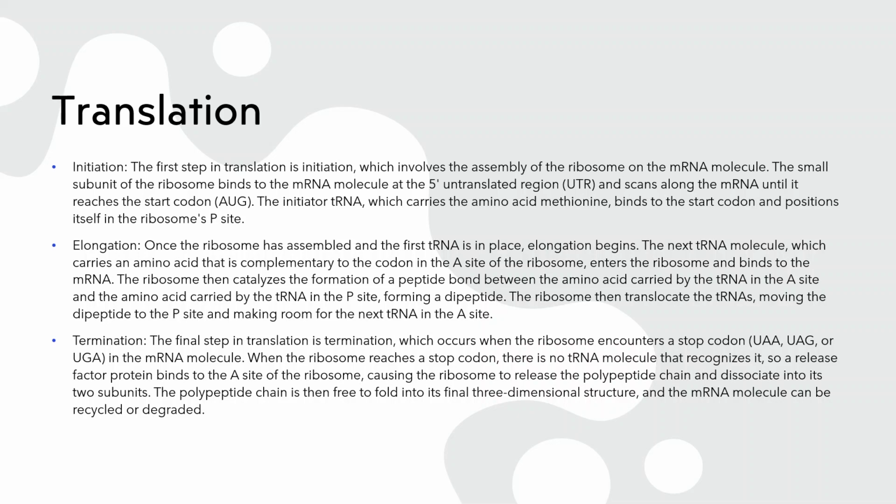When the ribosome reaches a stop codon, there are no more tRNA molecules that recognize it, so a release factor protein binds to the A site of the ribosome, causing the ribosome to release the polypeptide chain and dissociate into its two subunits. The polypeptide chain is free to fold into its final three-dimensional structure, and the mRNA molecule can be recycled or degraded, and this ends with that polypeptide chain becoming a protein in the Golgi body.